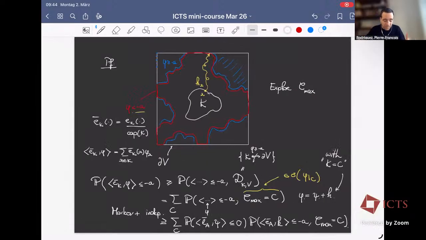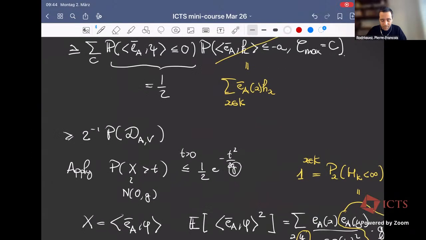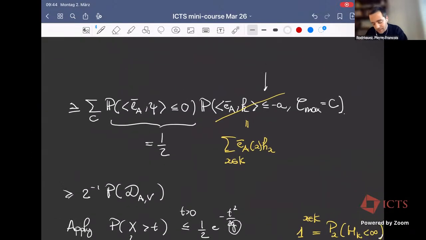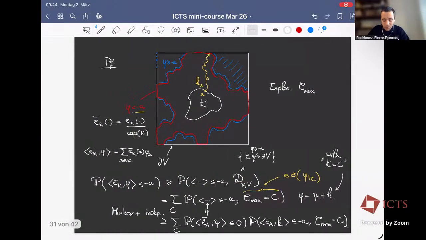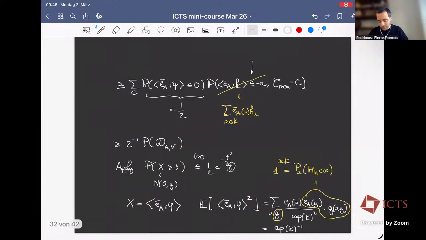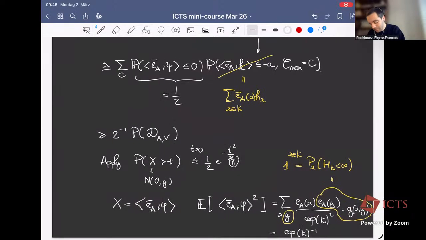Okay, so the bottom line is that you use the Markov property crucially at this step to say that this little local observable in K that you have built feels the exploration from outside, the influence from this cluster Cmax. Okay, and maybe this is a good time to stop. Thank you, Pierre.